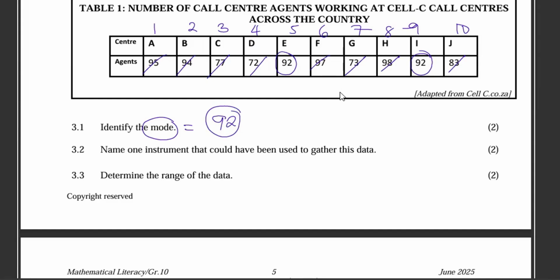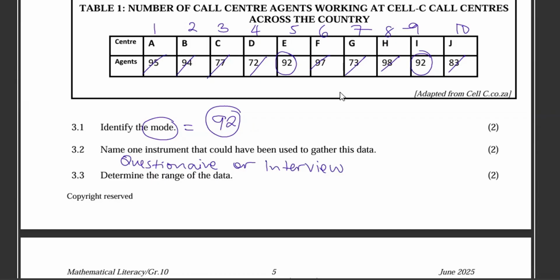Name one instrument that could have been used to gather the data above. The instrument could have been a questionnaire. Remember here we are looking at the number of call centers and agents working at the centers. There could have been a questionnaire, or another one is what we call the interview. You sit down with a person and they tell you where they work. Anyway, we continue in 3.3.